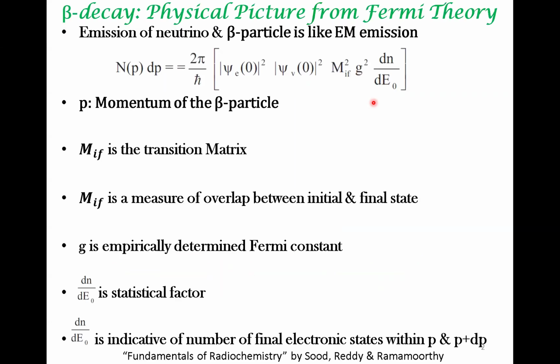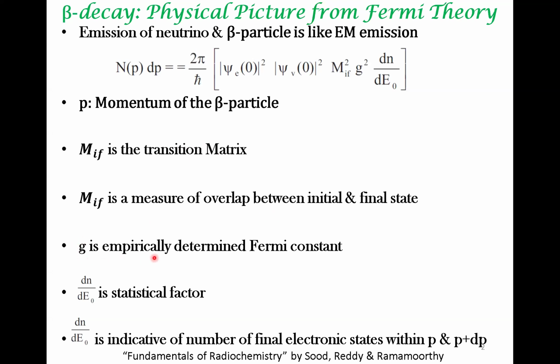So in the previous class, we had introduced this expression. How do we get to the general features behind this expression? Here, P refers to the momentum of the beta particle. This is a transition or a transformation matrix which takes an initial wave function to the final state. A lot of physics goes into constructing this matrix. In a way, it's a measure of an overlap between the initial wave function and the final wave function.